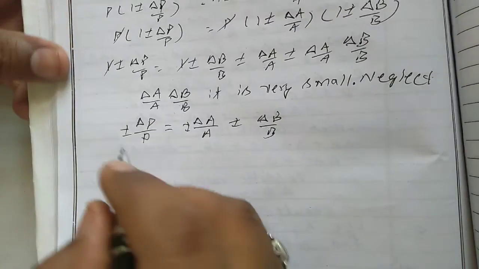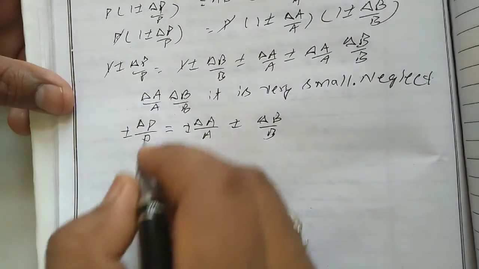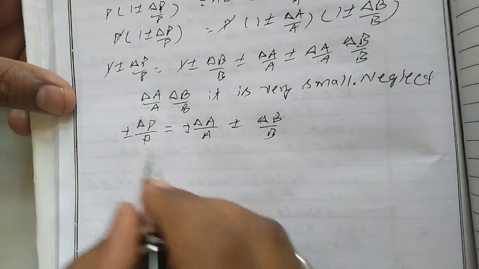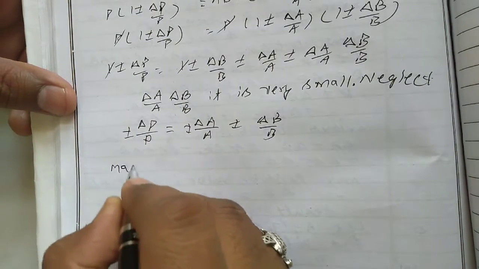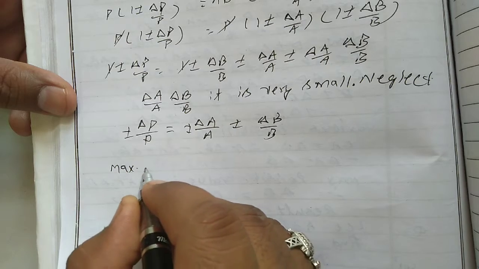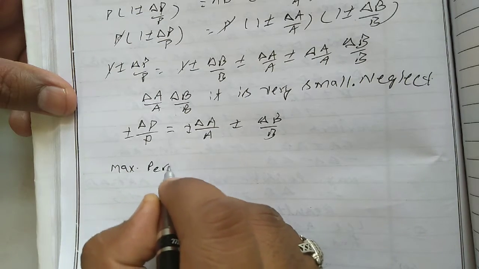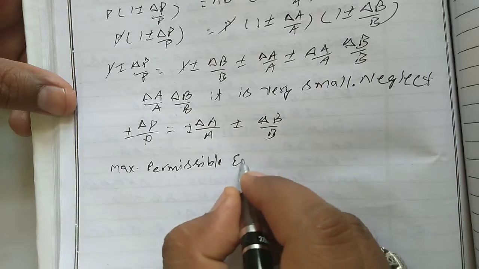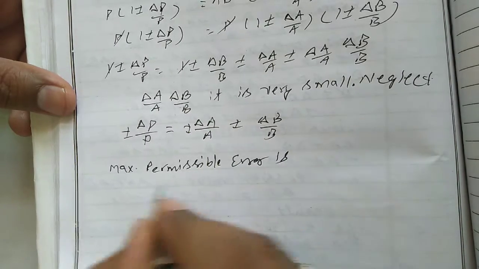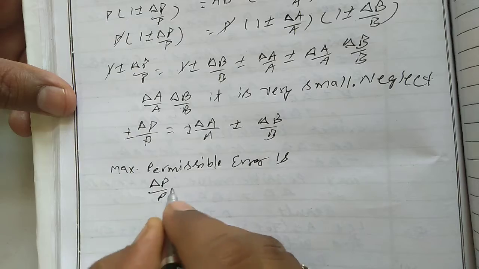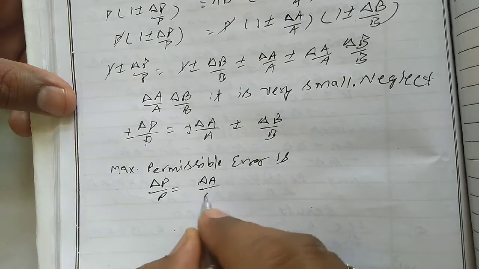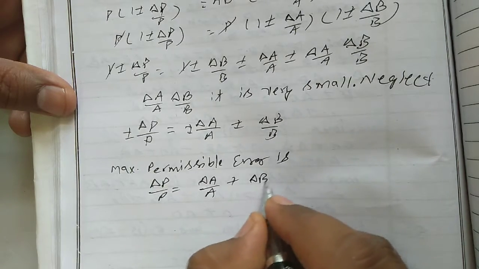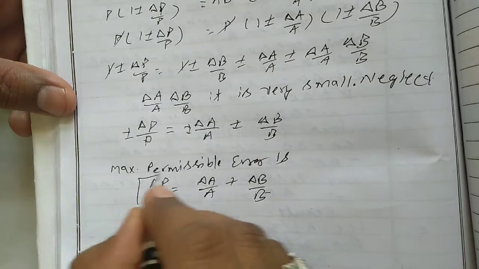Now we can write the maximum permissible error: delta p upon p is delta a upon a plus delta b upon b.